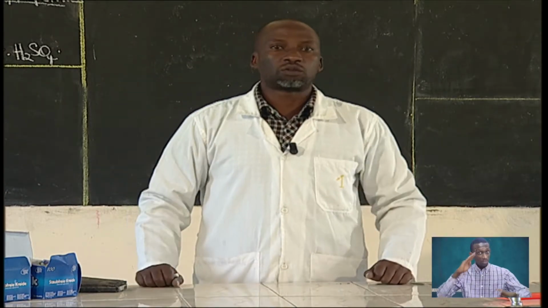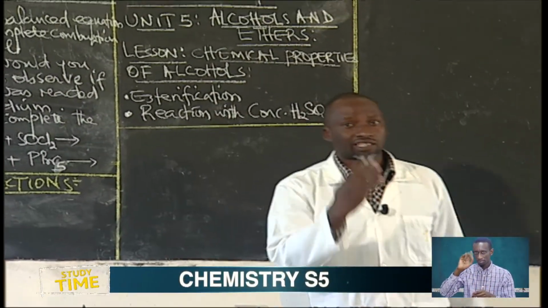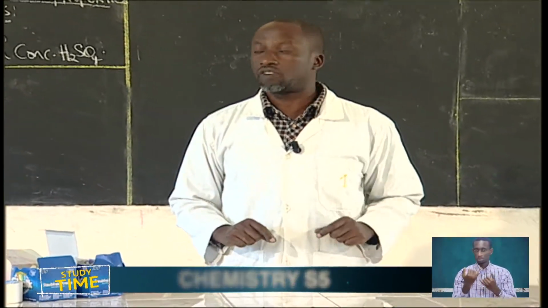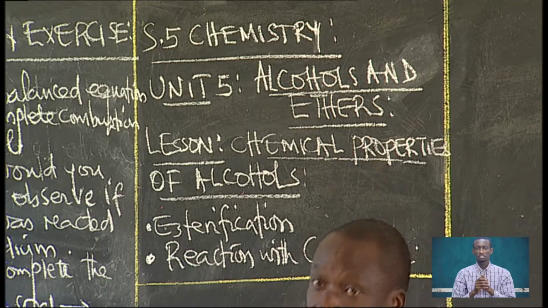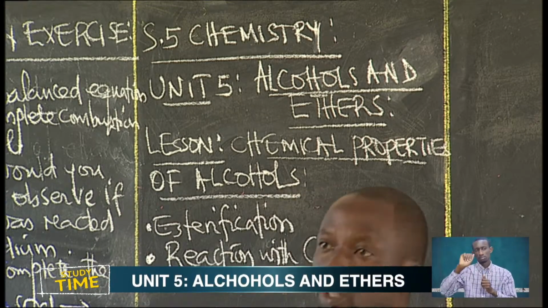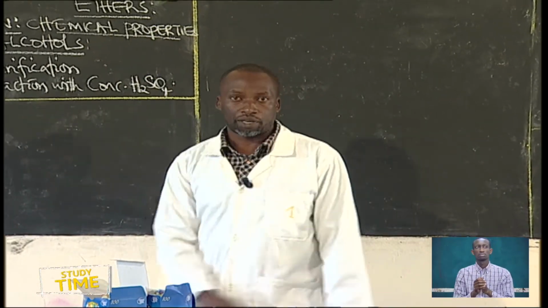Hello, dear students. Welcome back to this TV learning series program. As usual, I'm Teacher Patrick. I will be with you in Chemistry Senior 5, and we are still on Unit 5. If you remember, we are discussing Unit 5, which is about alcohols and ethers. Our lesson today is a continuation of the previous lesson, and we'll also be looking at the chemical properties.